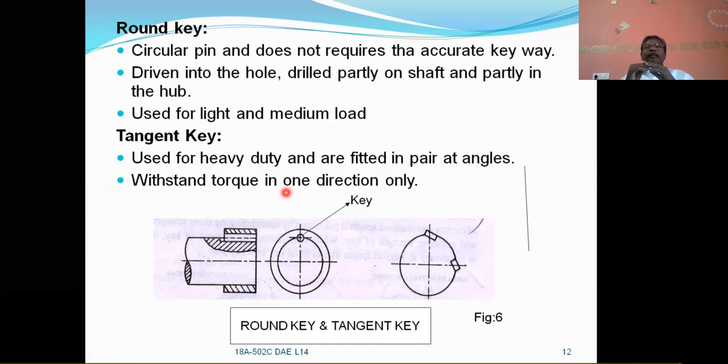Except the round key, the remaining are all used for heavy power transmission. The Woodruff key is used on tapered shafts, number one. Number two is in the automobile industry, and it is also a self-aligned key. This is all about the different types of sunk keys available.